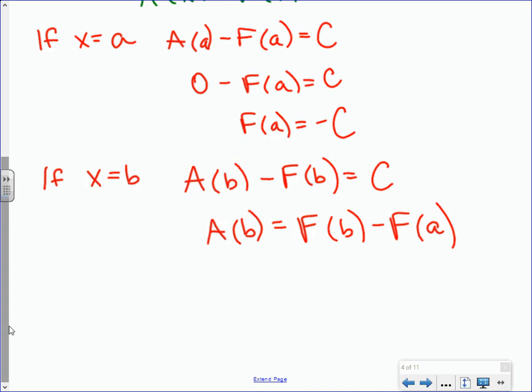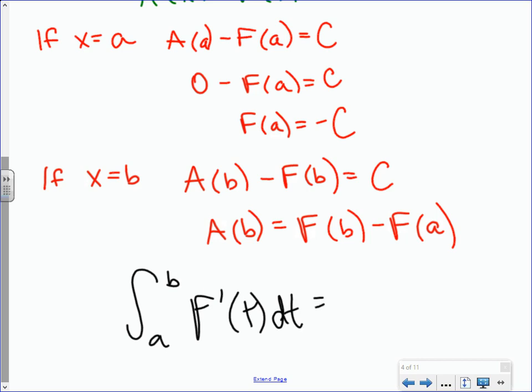Okay. Here you have it, the integral from a to b of f prime of t dt is F of b minus F of a. Okay? I'm never going to ask you to reproduce that, but sometimes it's nice to see where things come from. Okay? Let's be able to use it. All right?